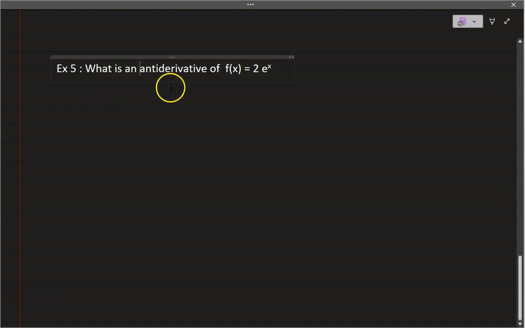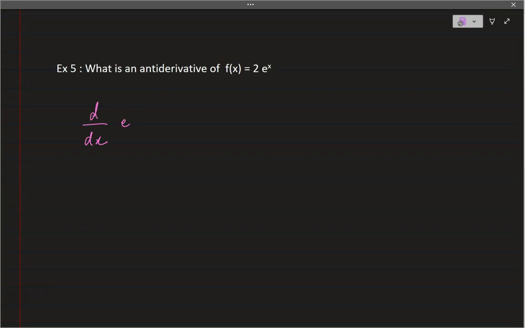Example 5, what is an antiderivative of f of x equal to 2 times e to the x? Okay, this is the exponential function, especially the e function. So we know that the derivative of e to the x is e to the x. So the antiderivative of e to the x is actually itself. We know that. So e to the x is the antiderivative and the derivative of itself. That's not going to change.